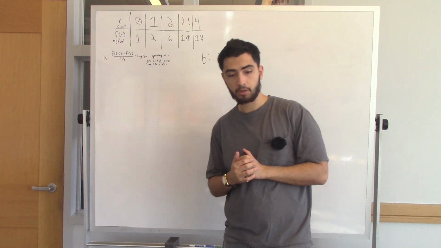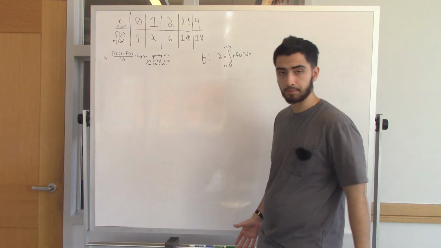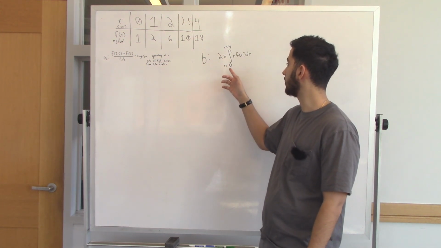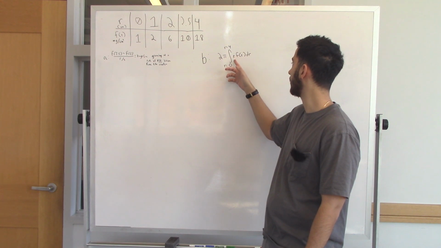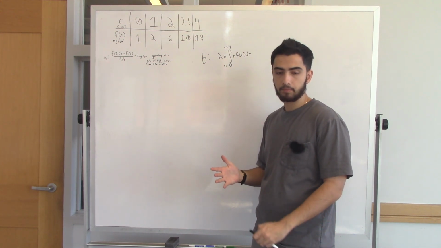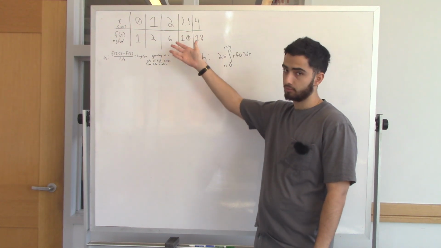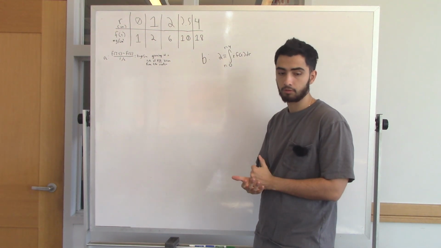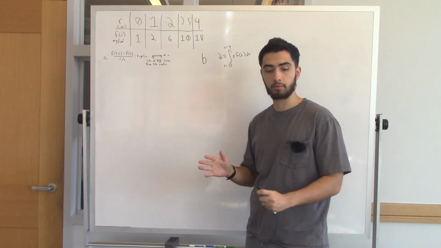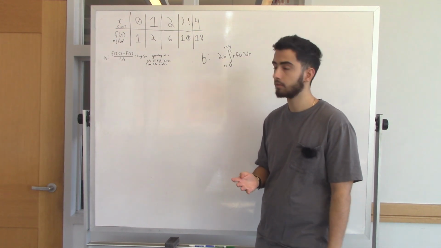Alright, now for part B, we're told that the total mass in milligrams of this population is given by 2 pi times the integral from r equals 0 to 4 of r times f of r dr. Alright? But again, we don't have an expression for this, we just have a table. So we're asked to approximate the value of this integral using a right Riemann sum with 4 subintervals.